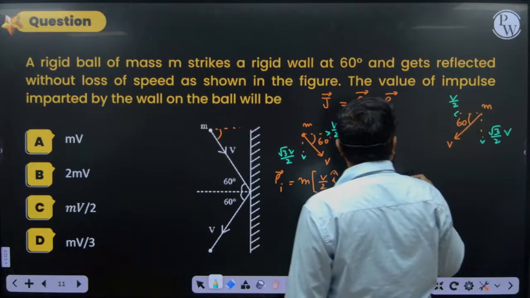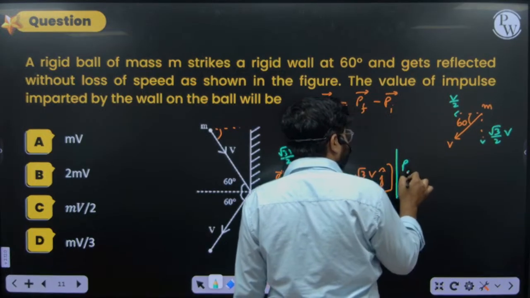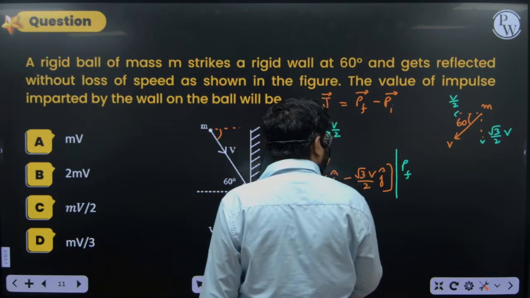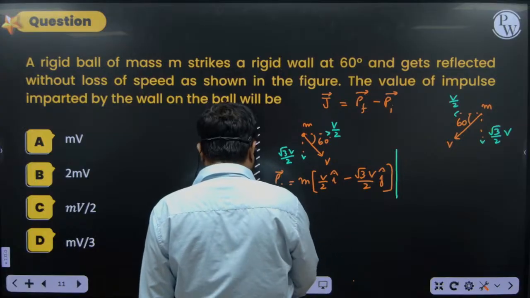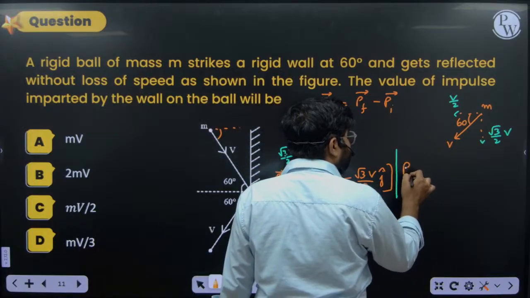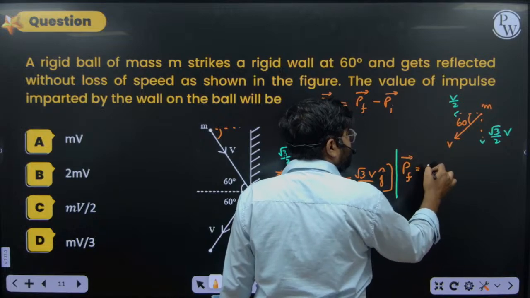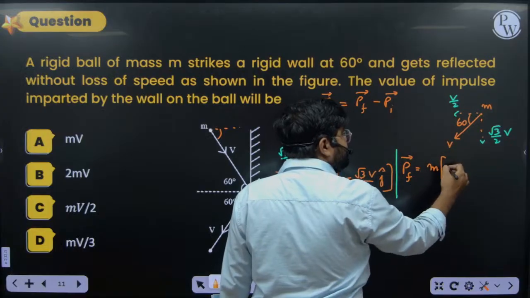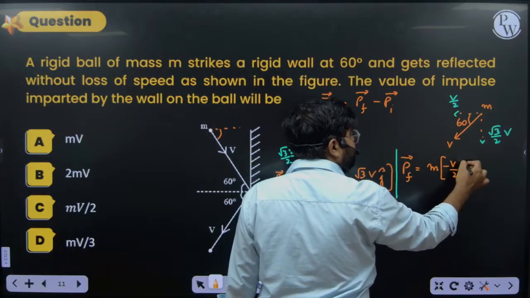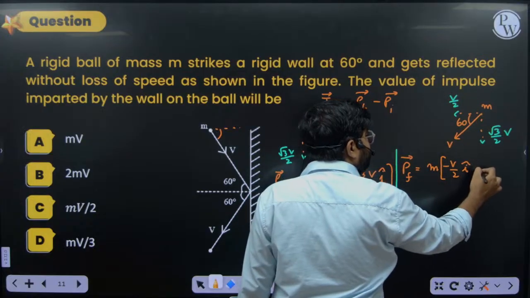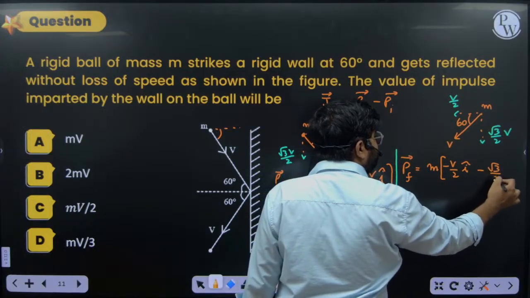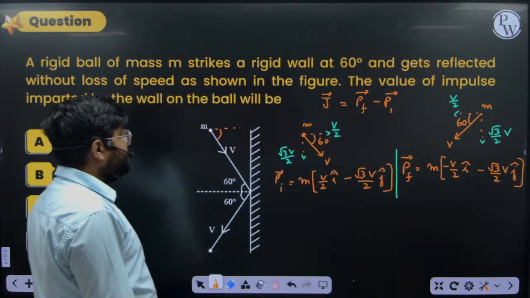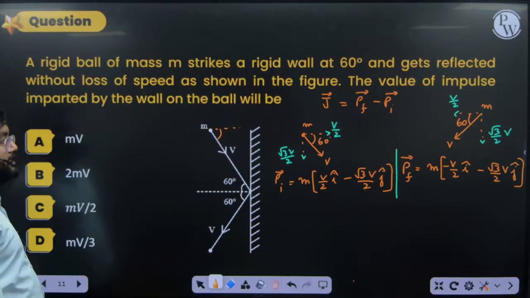So final momentum can be written as m. X component is in the negative x direction, so minus v by 2 I cap. Y again negative y, so minus root 3 v by 2 j cap. We have our initial momentum and our final momentum.